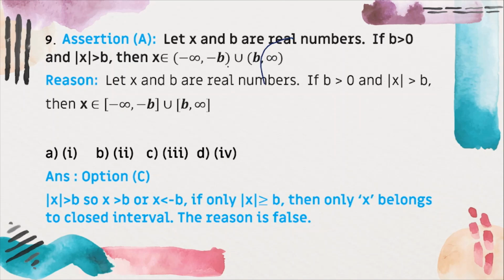See, here it is open bracket, here it is closed bracket. Whenever closed bracket is there, we can understand the corner points are included. If it is greater than 0, it should not be a closed bracket. If it is greater than or equal to, then these closed brackets are applicable. So I told you first to check the reason. In the reason itself, it is not equal to, it is just greater than. So the reason is false. If the reason is false, we'll go to option C. We will go with the option C.